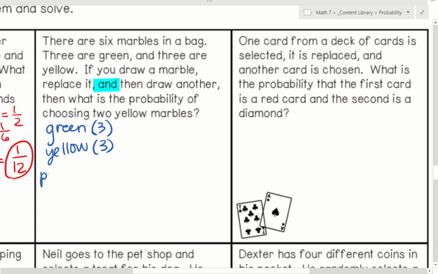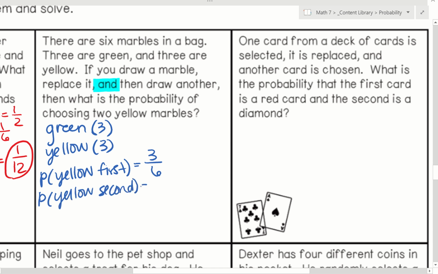So the probability of drawing a yellow first would be 3 out of the 6 marbles. And the probability of drawing a yellow the second time, well, since we're replacing it, our denominator is not changing. There's still going to be 6 marbles in the bag. So it's still going to be 3 out of 6.